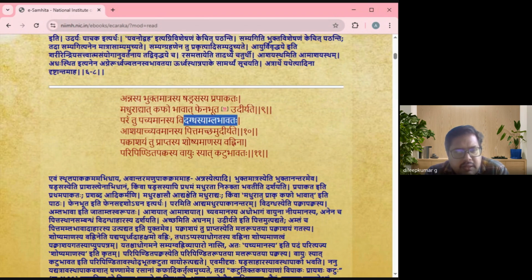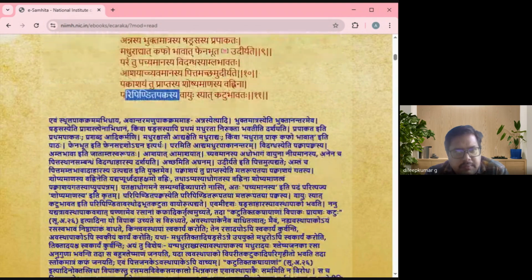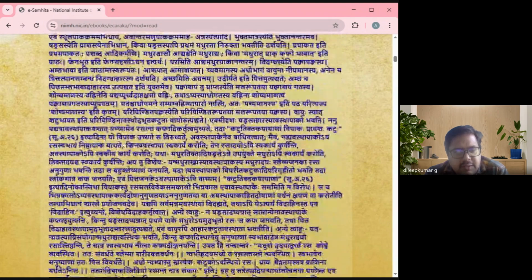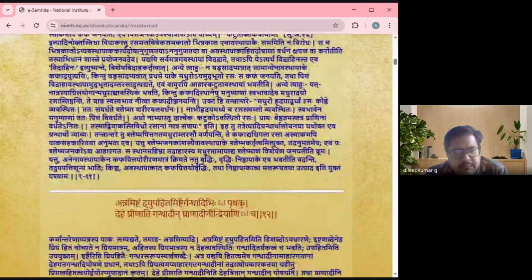And the last Avastapaka is Katu Avastapaka, especially it occurs in Pakvashaya, where Shoshamanasya Vayuna, Agni will do Shoshana of water, salts, minerals, etc. and the waste product will develop into Paripindita Pakwa. It becomes a well-formed fecal matter. So that is the Katu Bhavata or Katu Avastapaka. So this stage is represented as Katu Avastapaka. So Avastapaka stages of digestion are mentioned in these shlokas.